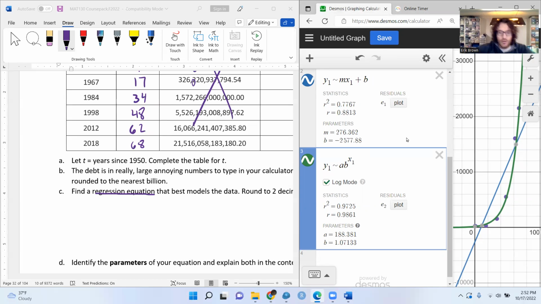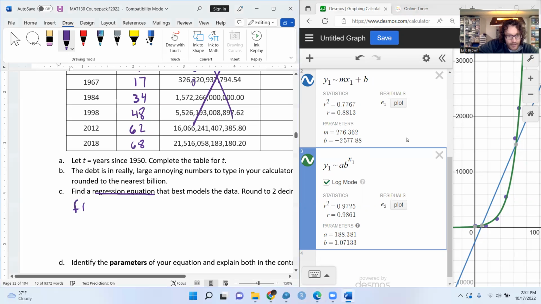Good. So did you all write down, let's see, I'm going to write it this way. F of x, you can use g of x, f of x, or y, whichever one you want. It says 2 decimals. So that would be 188.38 for the A value and 1.071 to the X for the B value. Is that what you all wrote?